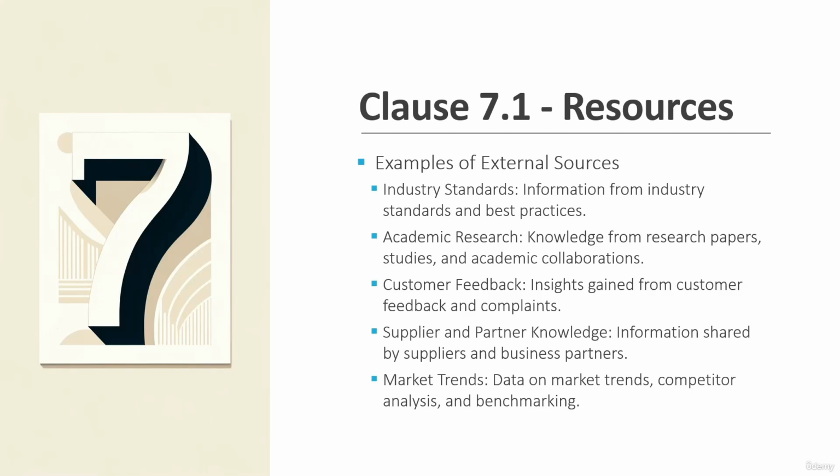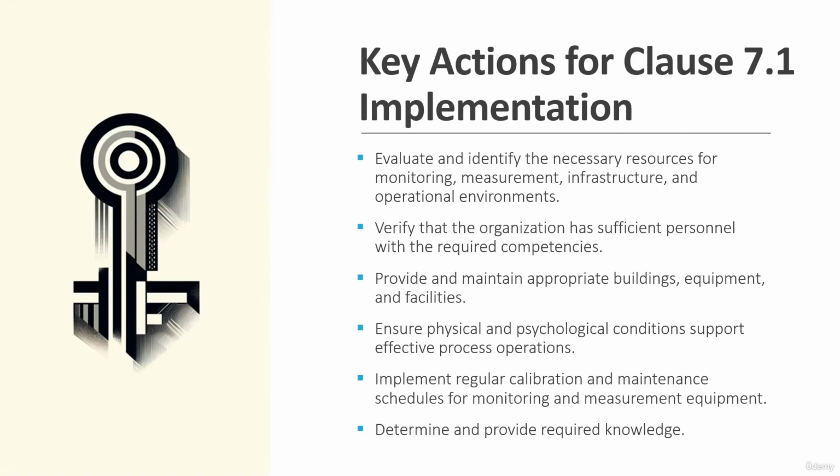So we have talked a lot in 7.1. We have talked about a lot of resources such as people, infrastructure, environment, monitoring and measuring devices, and organizational knowledge. Now, what are the key actions which companies need to do?